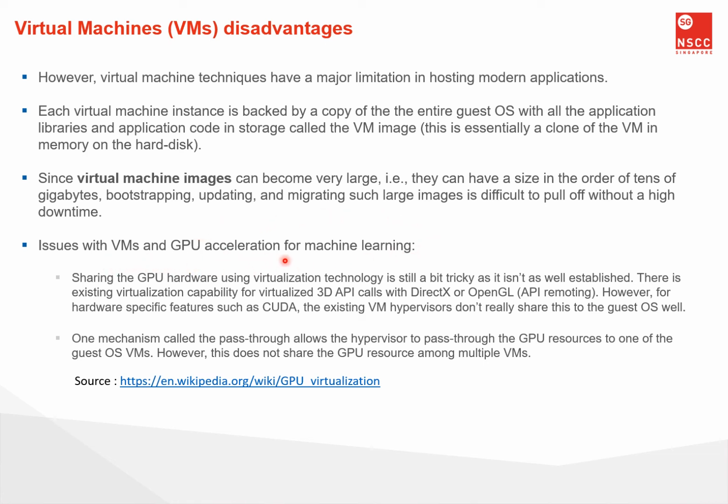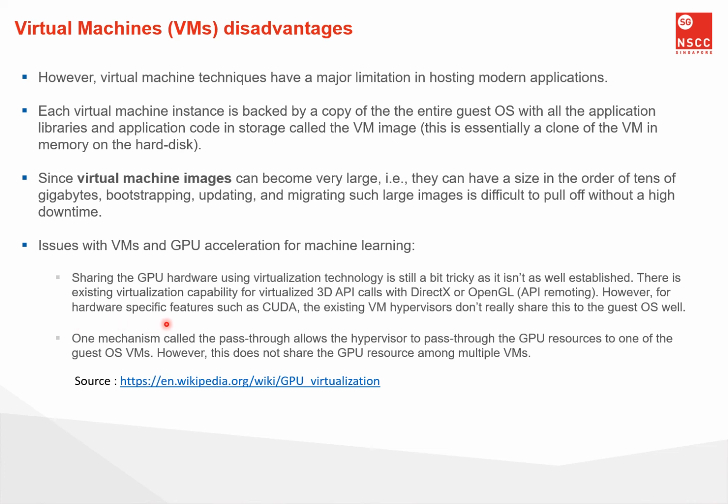Sharing the GPU hardware using virtualization is still a bit tricky. There is some sharing that allows, for example, the 3D API calls, such as OpenGL and DirectX, which are just for the graphics capability. But these 3D API calls are not optimized to share out the kind of API calls that we need for accelerating machine learning. So for things that are specific to the NVIDIA CUDA libraries, most of the existing hypervisors don't really share this kind of mechanism out to the virtual machines yet.